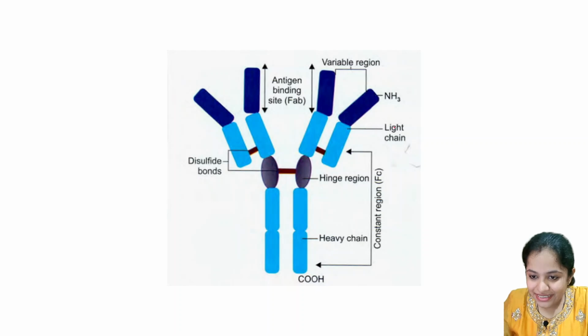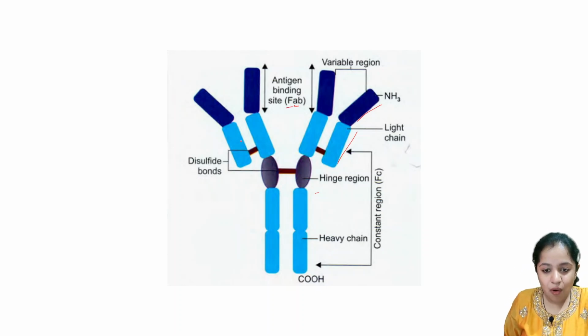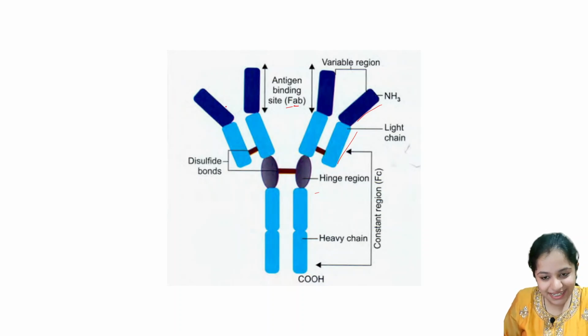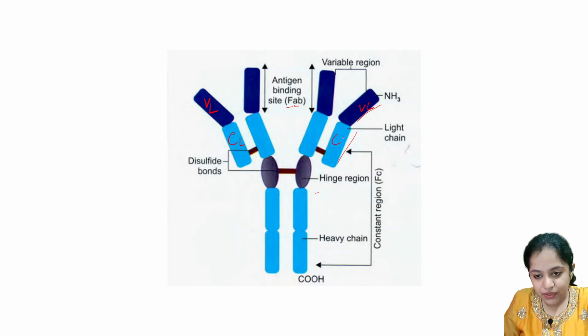Now, let's see. This is the light chain. This part is the light chain. This is the heavy chain. Clear? This is the variable region, the antigen binding fragment. This is the constant fragment. All these four chains are held together by disulfide bonds. Now, let's see the light chain first. In the light chain, you have the variable light chain on both sides, and the constant light chain.